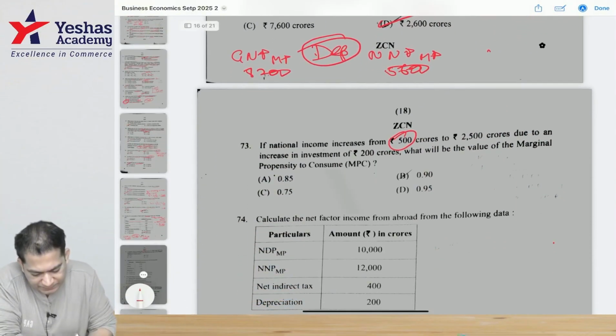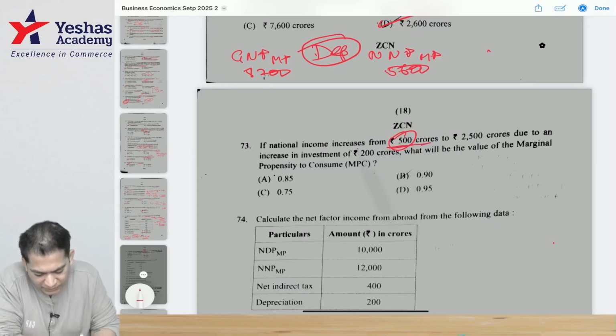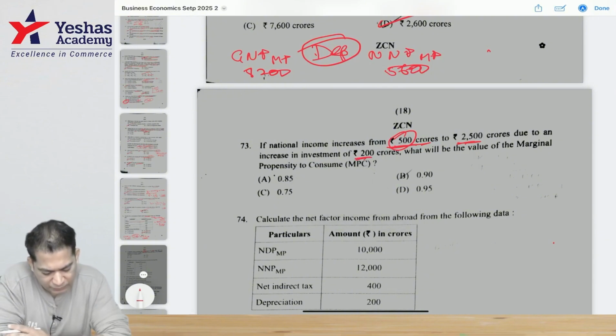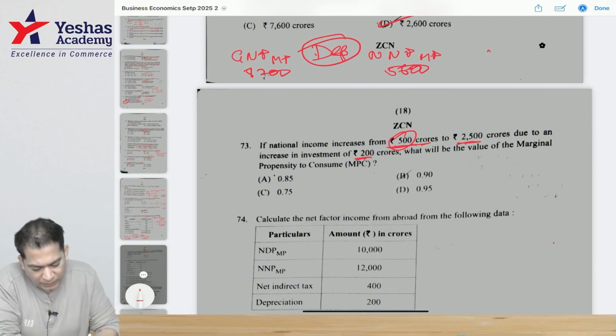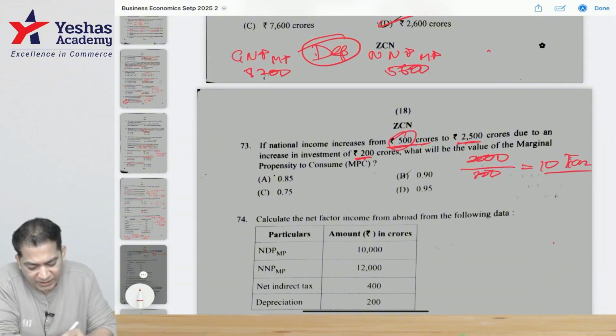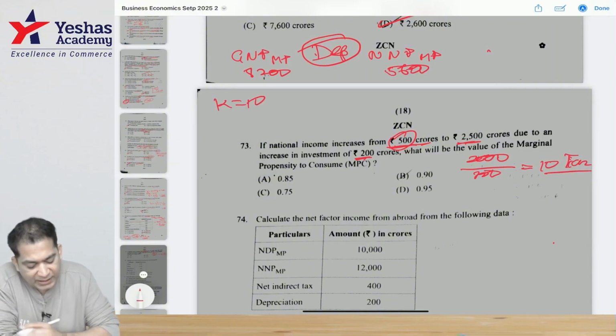If national income increases from 500 crore to 2,500 crore due to increase in investment by 200 crore, what is the change in income? Change in income is 2,000 and change in investment is 200. So, it will be 10 times. That was the value of K. K equals to 10 times.